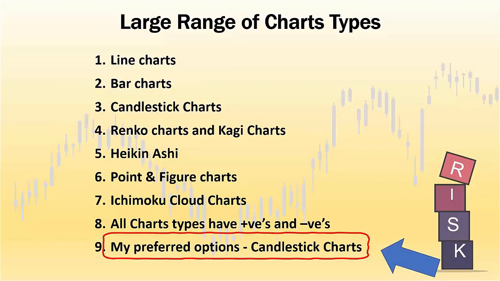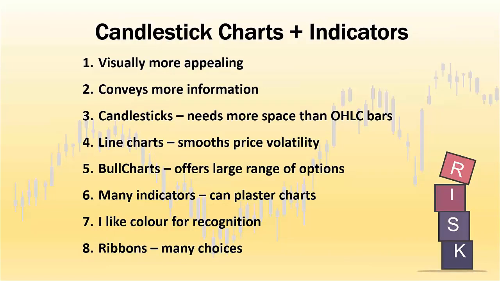So as we all know, there's a large range of chart types: line charts, bar charts, candlestick charts, Renko charts, Heikin-Ashi, point and figure, Ichimoku. And all these charts have positives and negatives, but my preferred option are the candlestick charts. And the reason is I think they're visually more appealing.